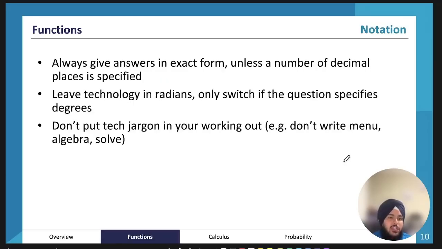For function notation, or not just functions, but across the exam, leave your answers in exact form unless the question actually specifies the need for a decimal answer. Really important here, so stuff like pi and square roots need to be left in this form and not in decimals unless specified so.